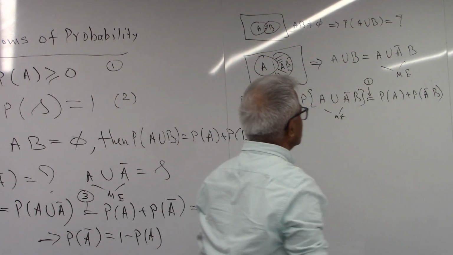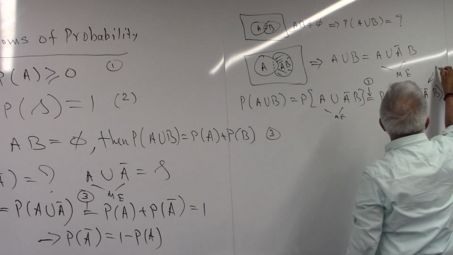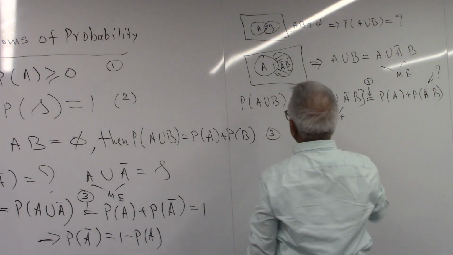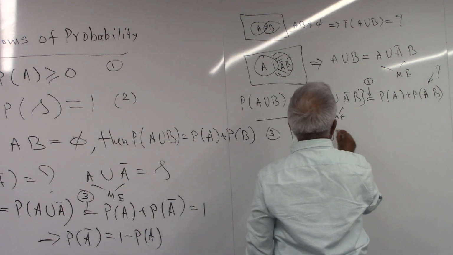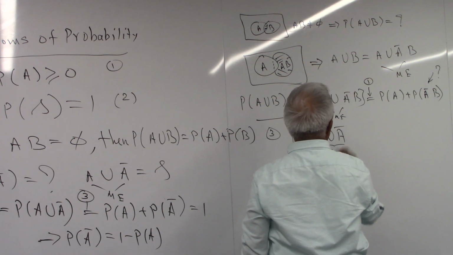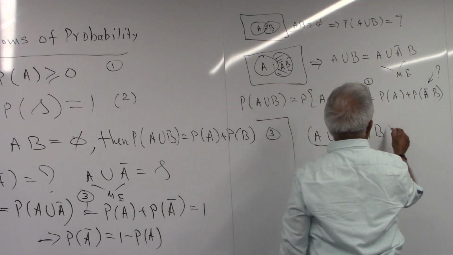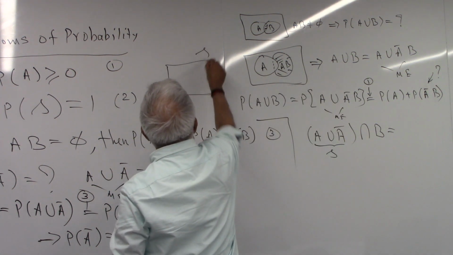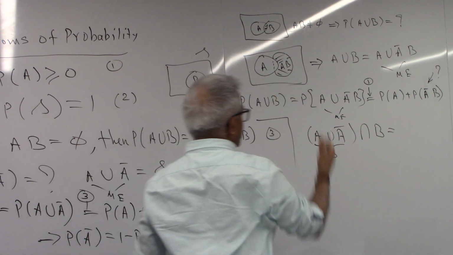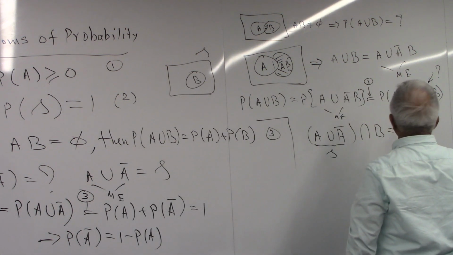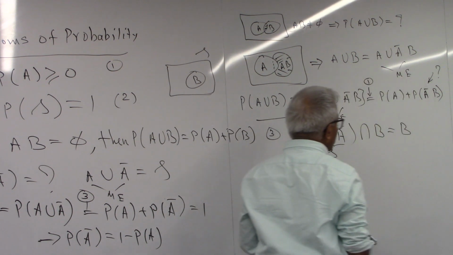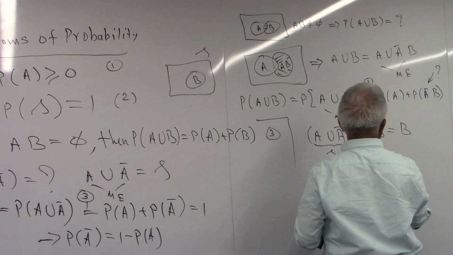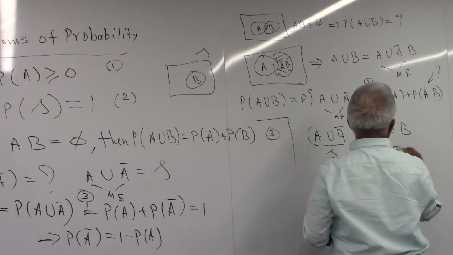Now, the question is, is it possible to simplify this any further? Another idea is that A union A bar, of course, is the whole set. So if you take intersection with B, whole set intersection with B, the whole set is here, and B is here. So whole set intersection B is B itself. But on the other hand, if you use the distributive law here, you can also write the left side as AB union A bar B equal to B.